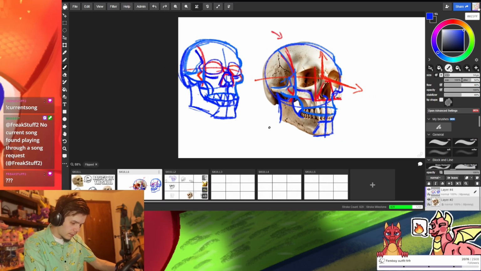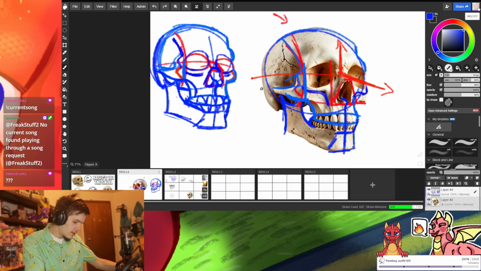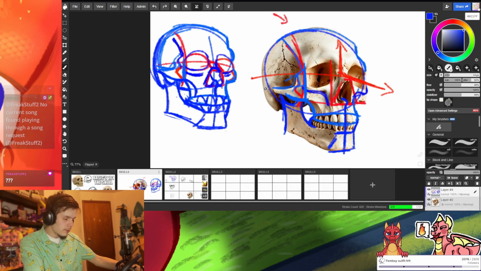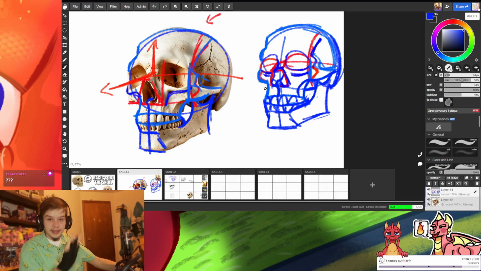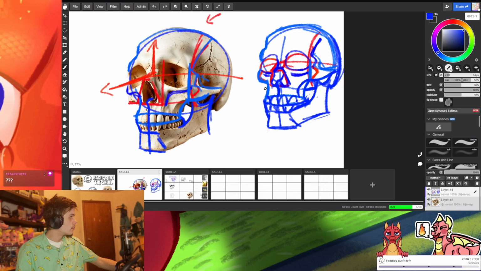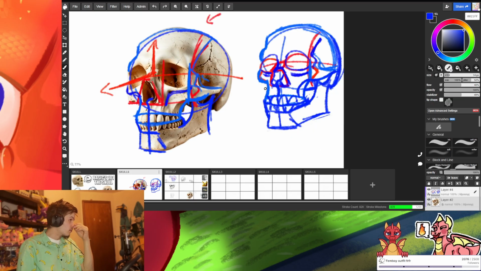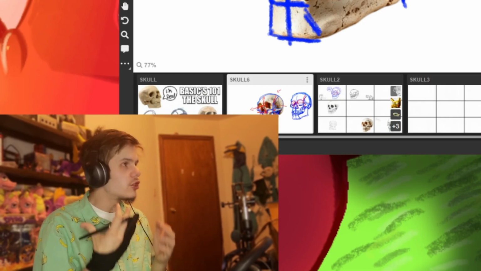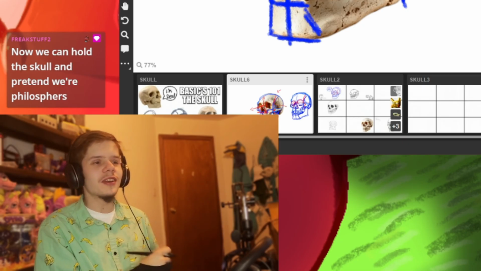A good way to check if your skull's good or not is to flip it. I forgot to flip it, but in Magma, for instance, you can press H on your keyboard and you can flip your canvas. I say that's a pretty good skull. We've learned so much about the skull, and now we can hold the skull and pretend we're philosophers.